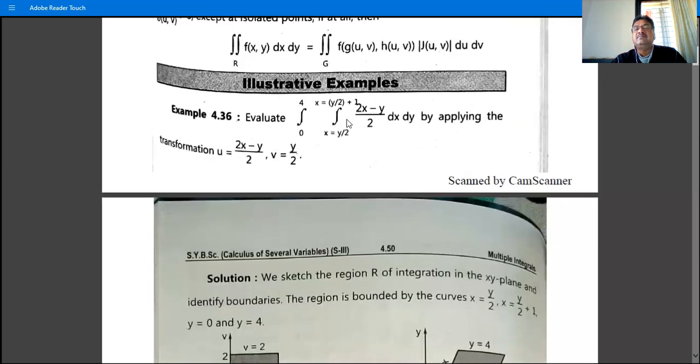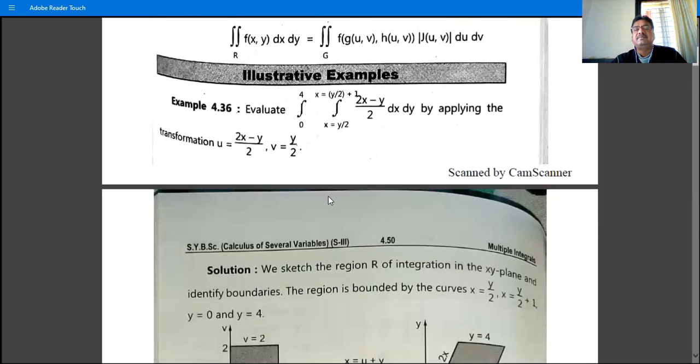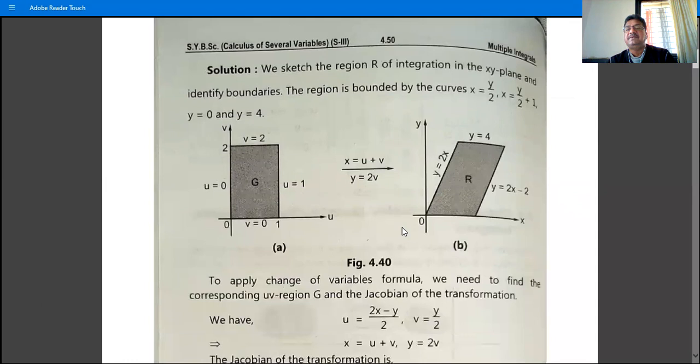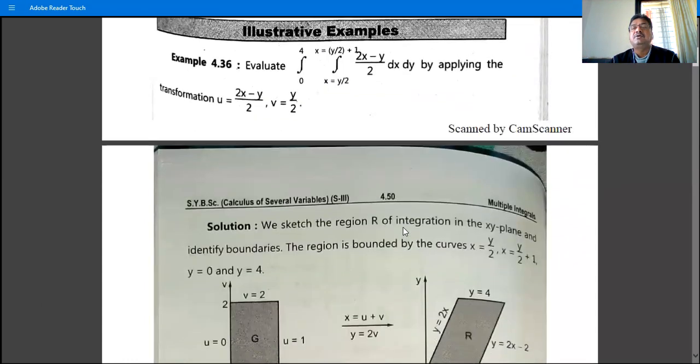So the figures are important in order to change the variable, as well as in order to change the order of the integration. How can we draw the figure? We can draw the figure from the limits of that integration.